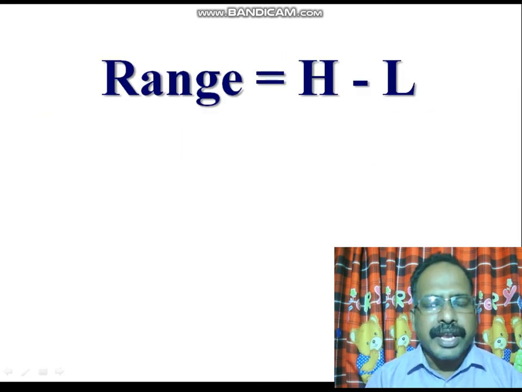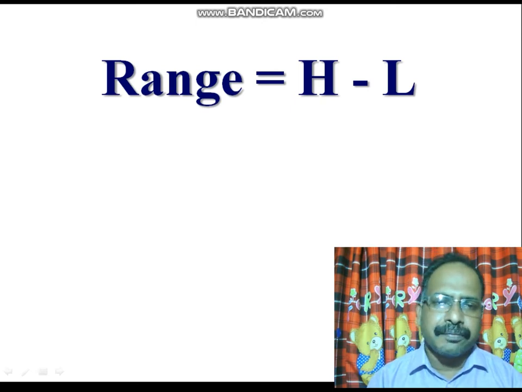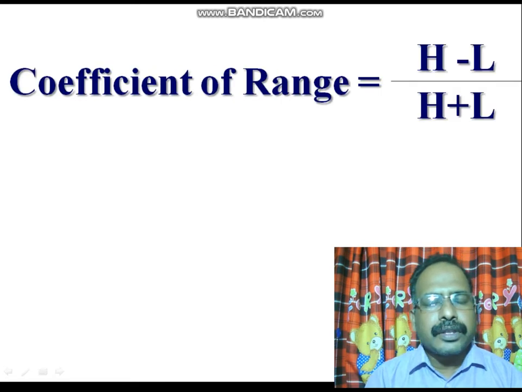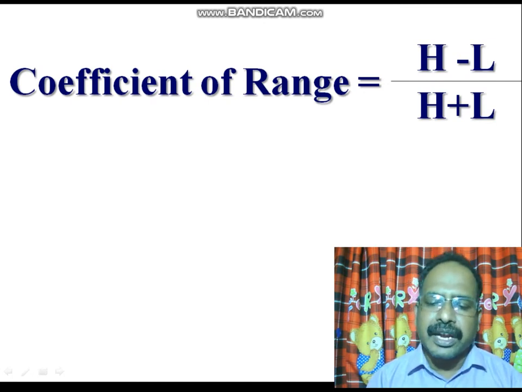It is highest item minus lowest item. The absolute measurement of range is the range, the difference between the highest item and lowest item. The relative measurement of range is the coefficient of range. It is the highest item minus lowest item divided by highest item plus lowest item, H minus L divided by H plus L.